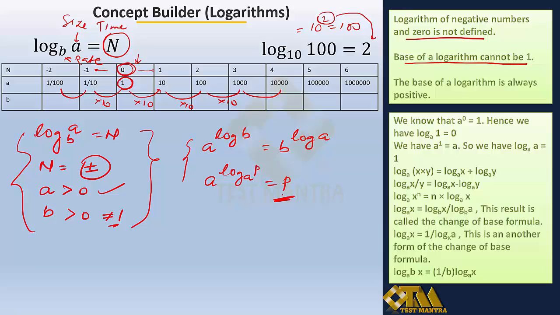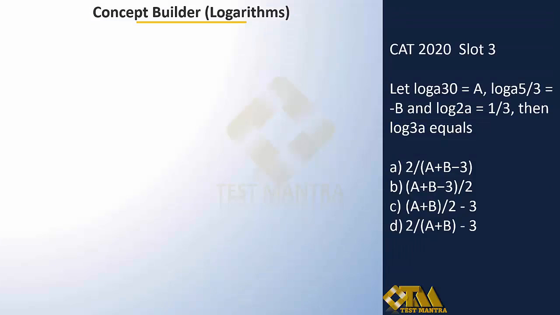So let's move to some questions now. Let's take a question from CAT 2020 slot 3. So here the question says log 30 to the base a is equal to capital A, then log 5 by 3 to the base a is minus b. Remember, it's minus b here. And then log 2 to the base a.